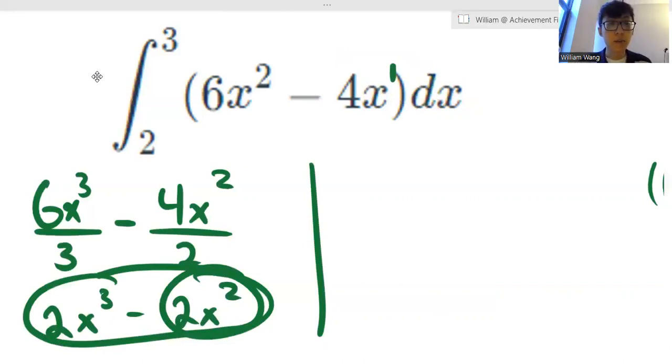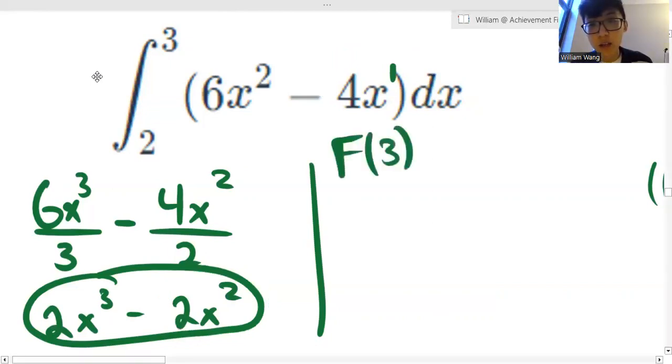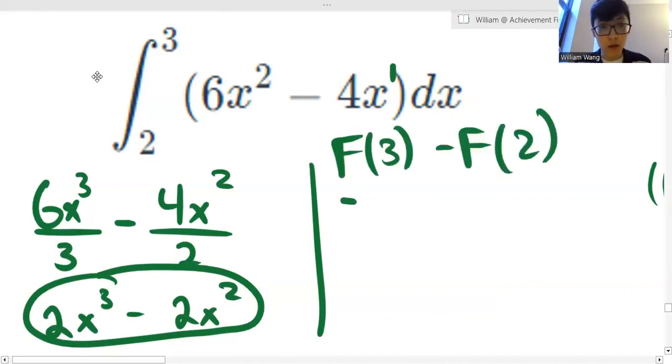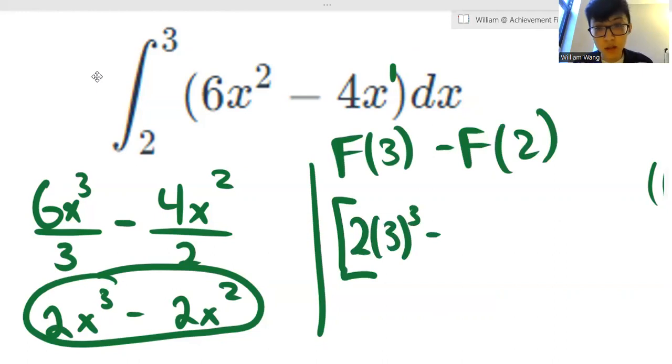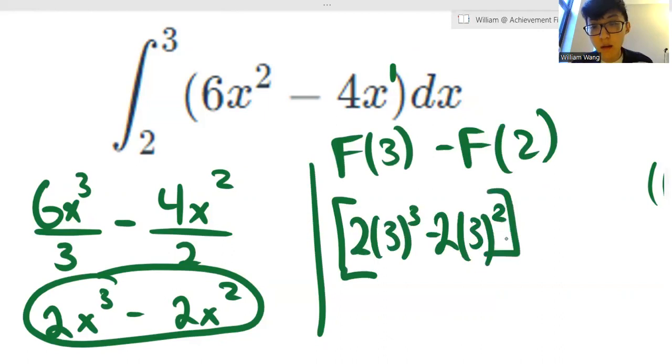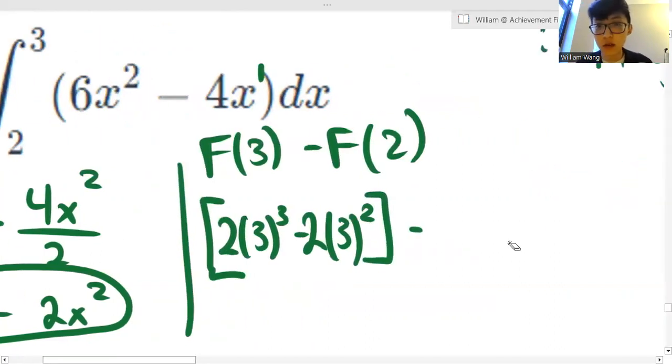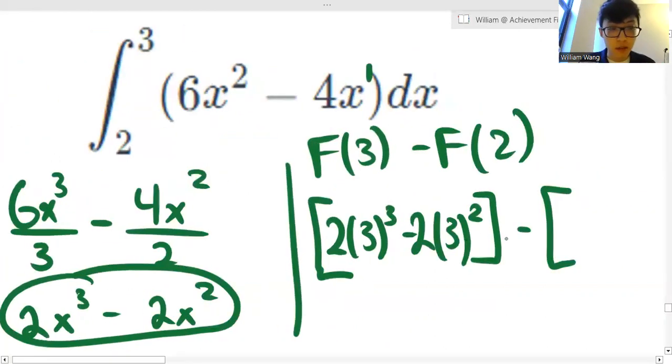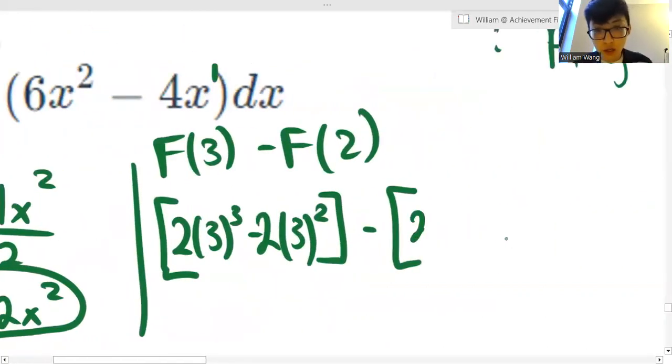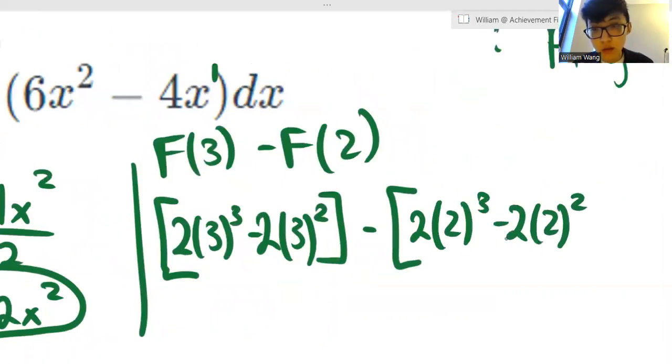All right, now I plug in my numbers, right? So I'm going to plug in 3. It's my first number here. Then I subtract and plug in 2. Cool, when I plug in 3, I'm going to get 2 times 3 cubed minus 2 times 3 squared, minus, when I plug in 2, it's going to be 2 times 2 cubed minus 2 times 2 squared.